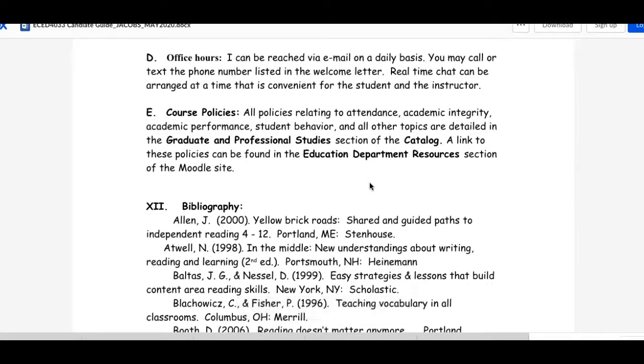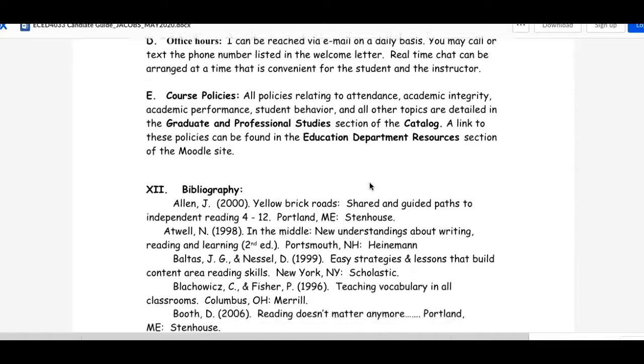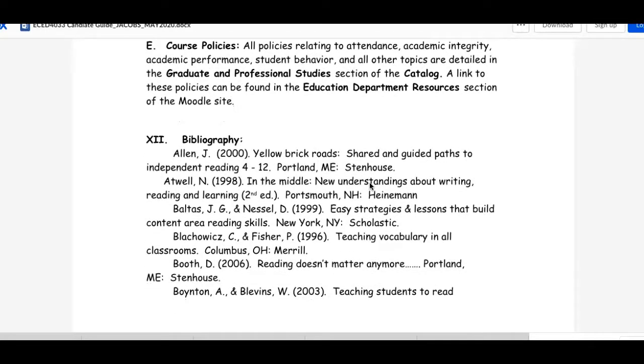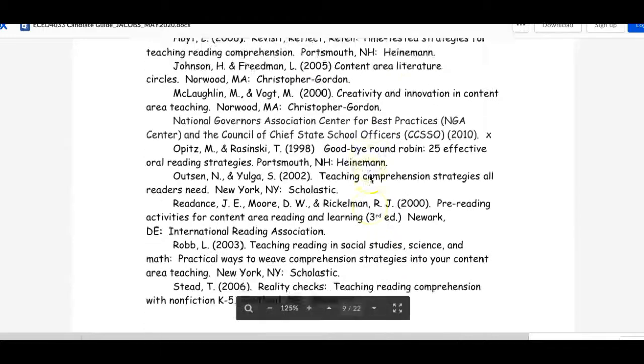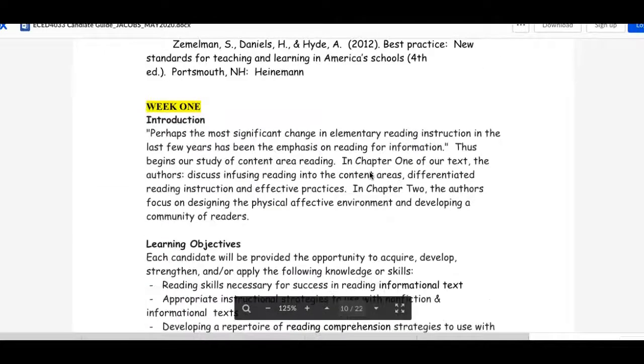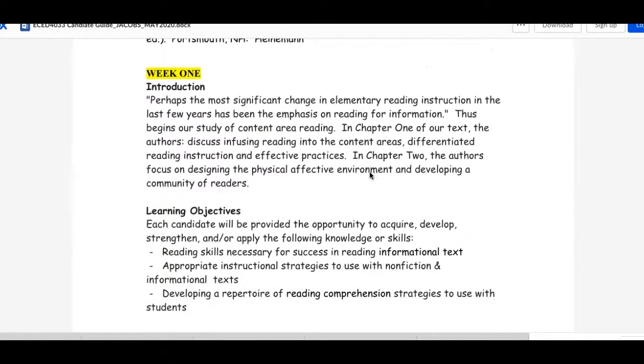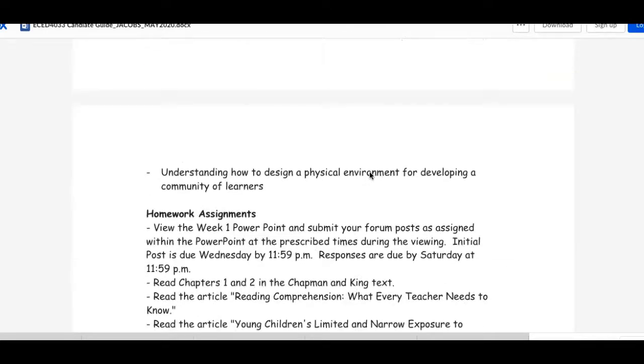My office hours are arranged via email or phone. Course policies are the same as they are for all courses. And then you'll see at the end of your syllabus just some breakdowns of what happens each week.